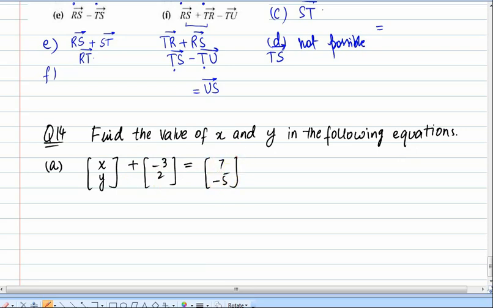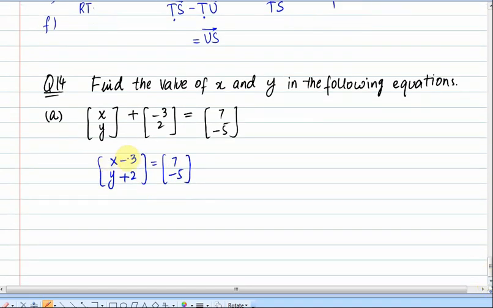Now it's a very easy question, but I will solve the first part so you can solve the remaining 3 parts. We can add these two column vectors, so it will be x plus minus 3 and y plus 2. On the right side we have 7 and minus 5, so that is the first step. After that we can equate the first row. It will be x minus 3 is equals to 7. You can solve it to find out the value of x. So x is equals to 10.